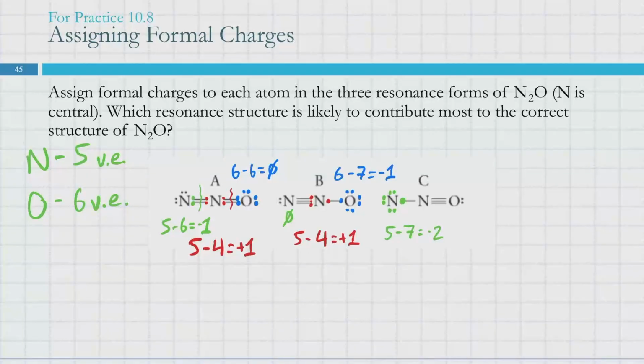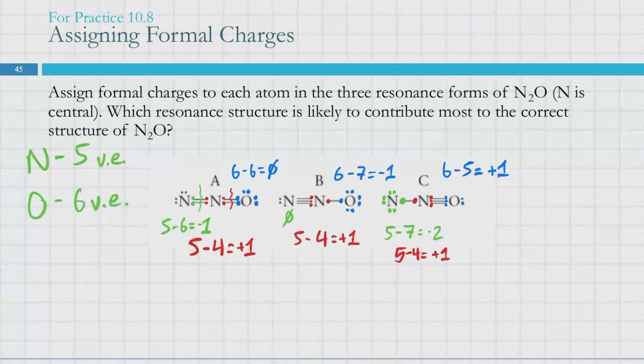Our nitrogen in the middle has 4 electrons on it. 5 minus 4, that's going to give it a +1 formal charge. And that should go down there. And our oxygen on the right wants to have 6, and it has 3 from the triple bond and 2 from the lone pair that's on it. So it's also going to have a +1 formal charge.